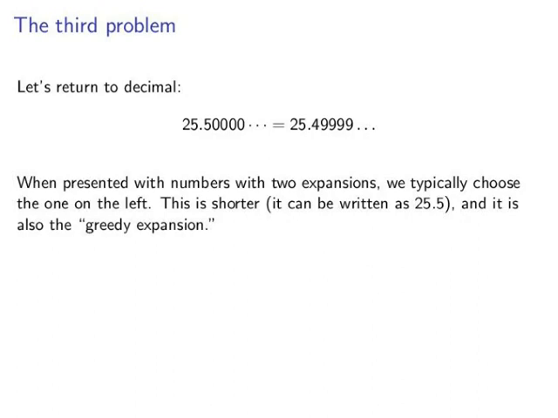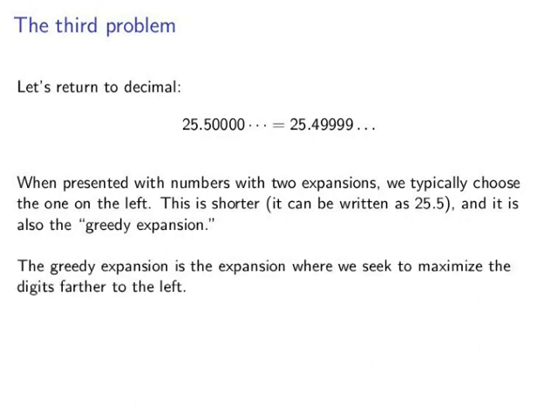Well, let's return to decimal expansions. 25.50 repeating is the same thing as 25.49 repeating. When presented with numbers with two different expansions, we typically choose the one on the left. This is shorter, for instance. It can be written as 25.5, and it is also the greedy expansion. The greedy expansion is the expansion where we seek to maximize the digits farther to the left.